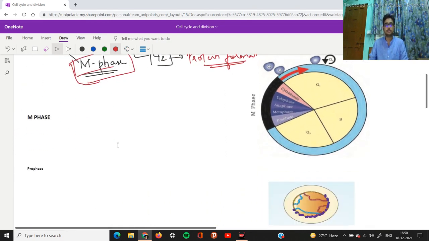M phase is the phase in which the cell is dividing. We can't always draw clear cut lines, but so that we can understand each of the events which are happening, we conveniently divide them into prophase, metaphase, anaphase, and telophase. Now we'll understand each of these phases. So what happens in prophase?